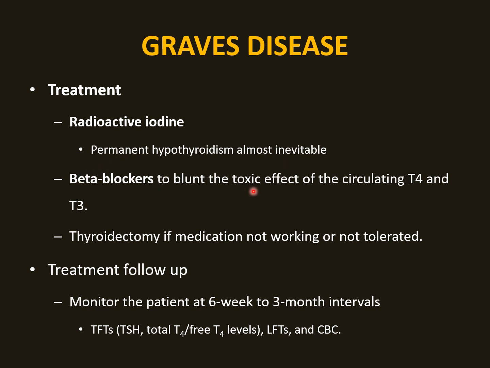Beta blockers are used to blunt the toxic effect of circulating T4 and T3. Thyroidectomy is done if medication is not working or not tolerated. So surgery is not the first option, actually it is the last option. Treatment follow-up: monitor the patient at 6 weeks to 3 months intervals with a thyroid function test, including TSH, total T4, free T4 level, liver function test, and CBC.